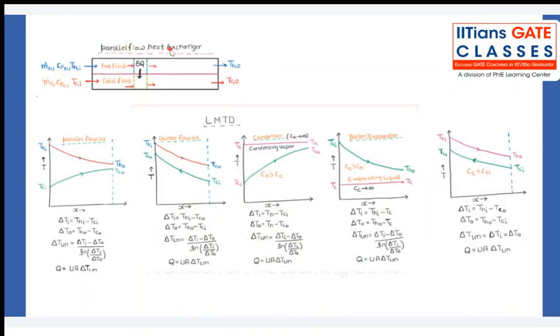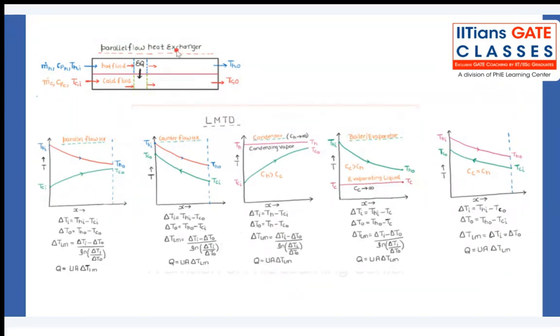In a heat exchanger, as in all applications, including household ones, you have hot fluid flowing and cold fluid flowing. The purpose is to transfer heat from the hot to the cold fluid. Why do we call it a parallel flow heat exchanger? Because hot and cold fluid are flowing in the same direction. This is the direction in which hot fluid is flowing, and in the same direction, cold fluid is flowing. So this heat exchanger is called a parallel flow heat exchanger.